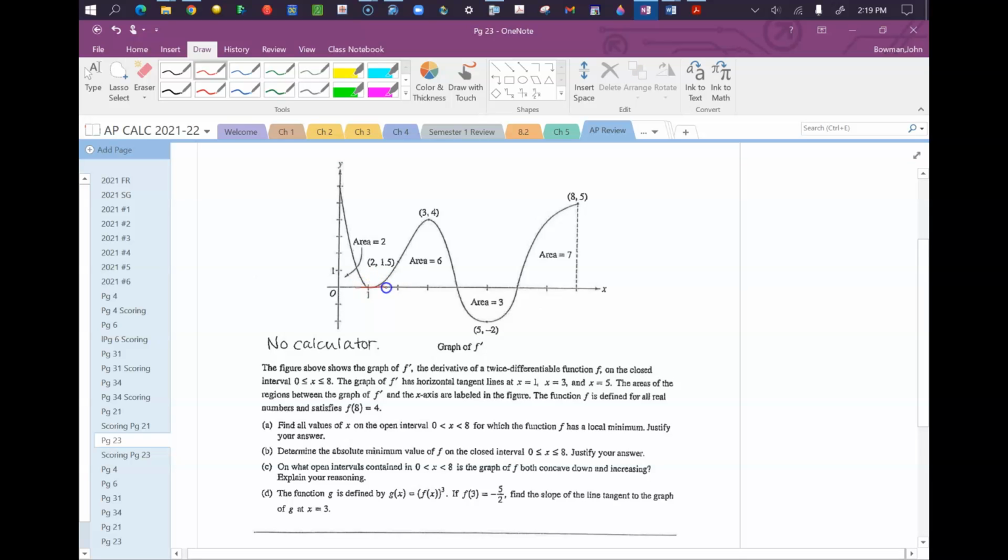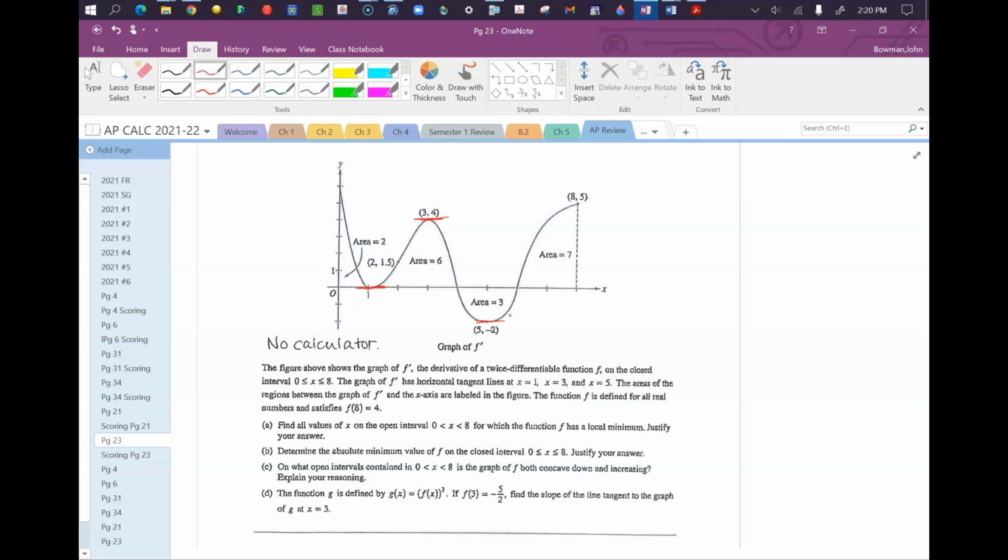So the slope of the tangent line is 0 at those x values. The areas of the regions between the graph of f prime and the x-axis are labeled in the figure. The function is defined for all real numbers and satisfies f of 8 is equal to 4.